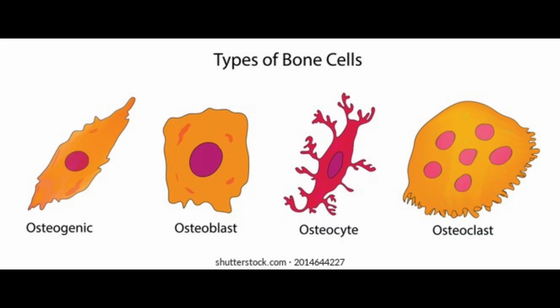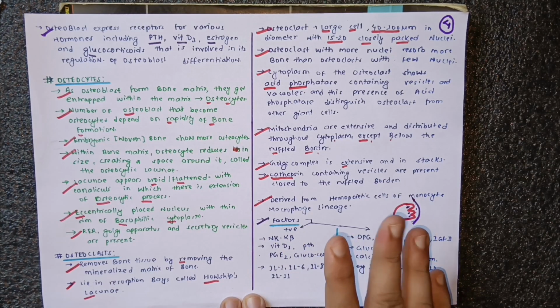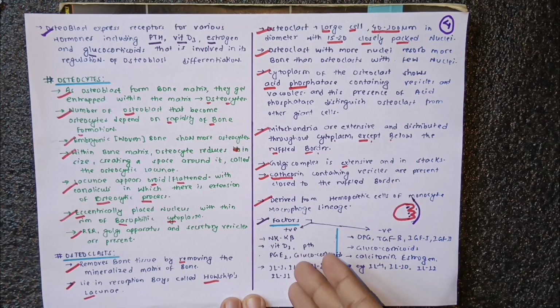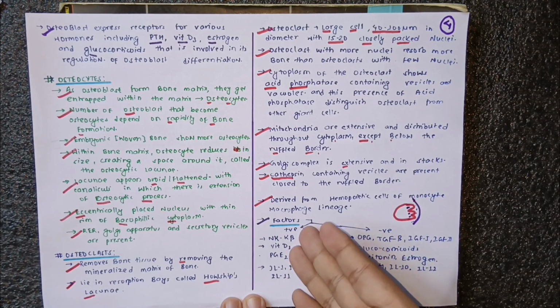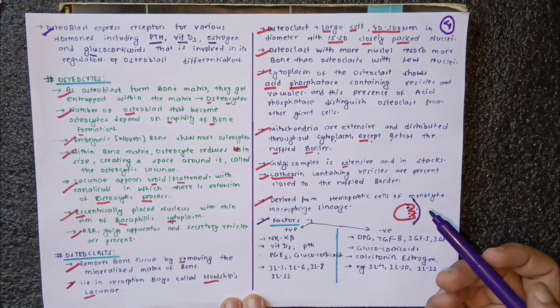Another important thing about the osteoclast is multinucleation. Here we can see a lot of nuclei present in the cell. It resembles a giant cell, but the enzyme acid phosphatase distinguishes it from the giant cell. Another point is the factors responsible for the regulation of the osteoclast: one positive factor, another negative factor. Positive means it increases osteoclastic activity, negative means it decreases osteoclastic activity.